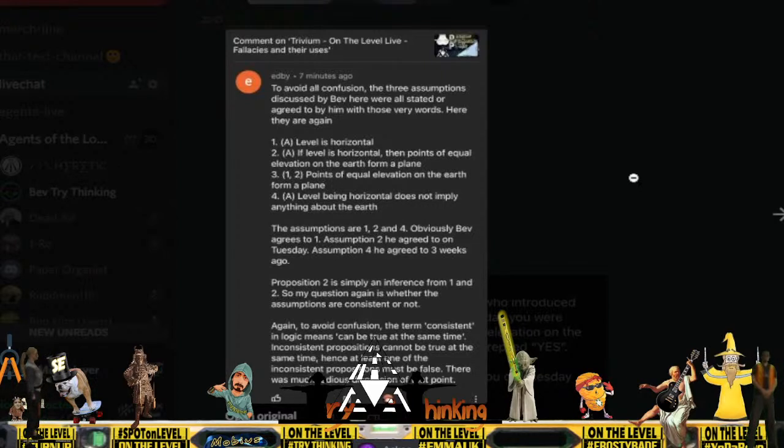Then he goes into statement number 3, which is the affirmation, the modus ponens. He's stating points of equal elevation on the earth, but you can get rid of that, form a plane. Points of equal elevation form a plane. That's a statement of fact. That's affirming the then, or the if, whatever you want to call it. And then he says number 4, which is like an extra statement. It should read, therefore, level is horizontal.